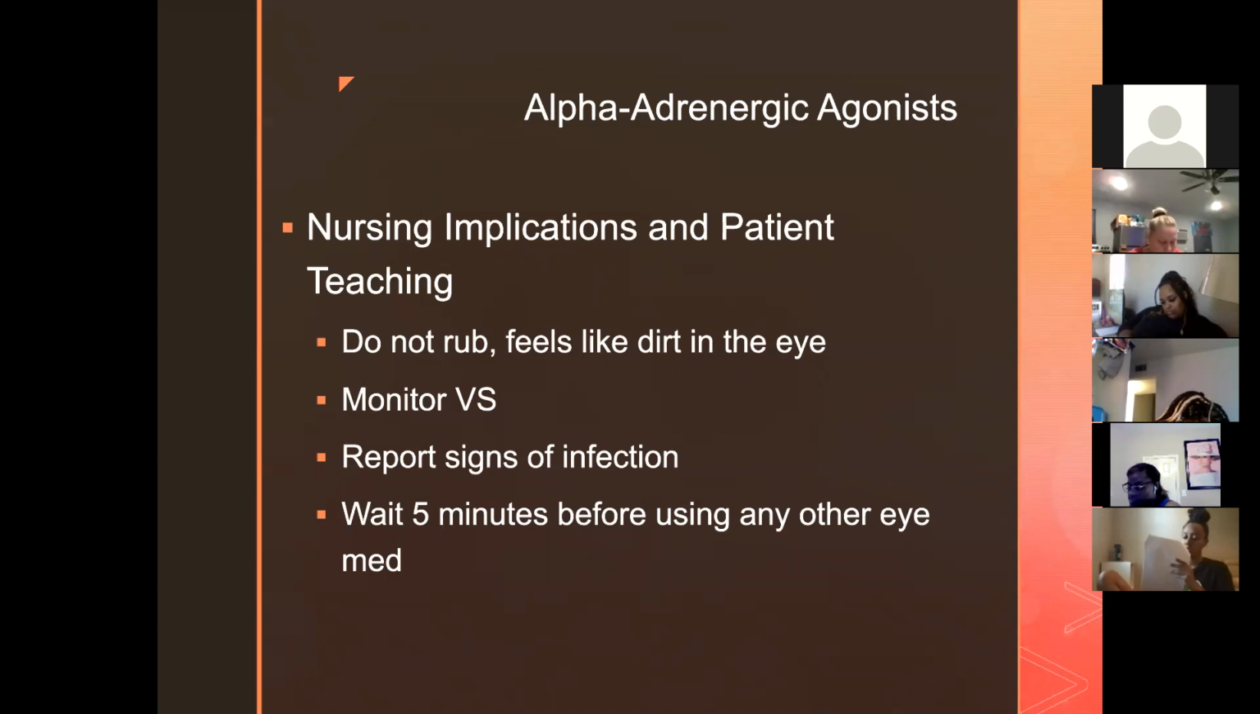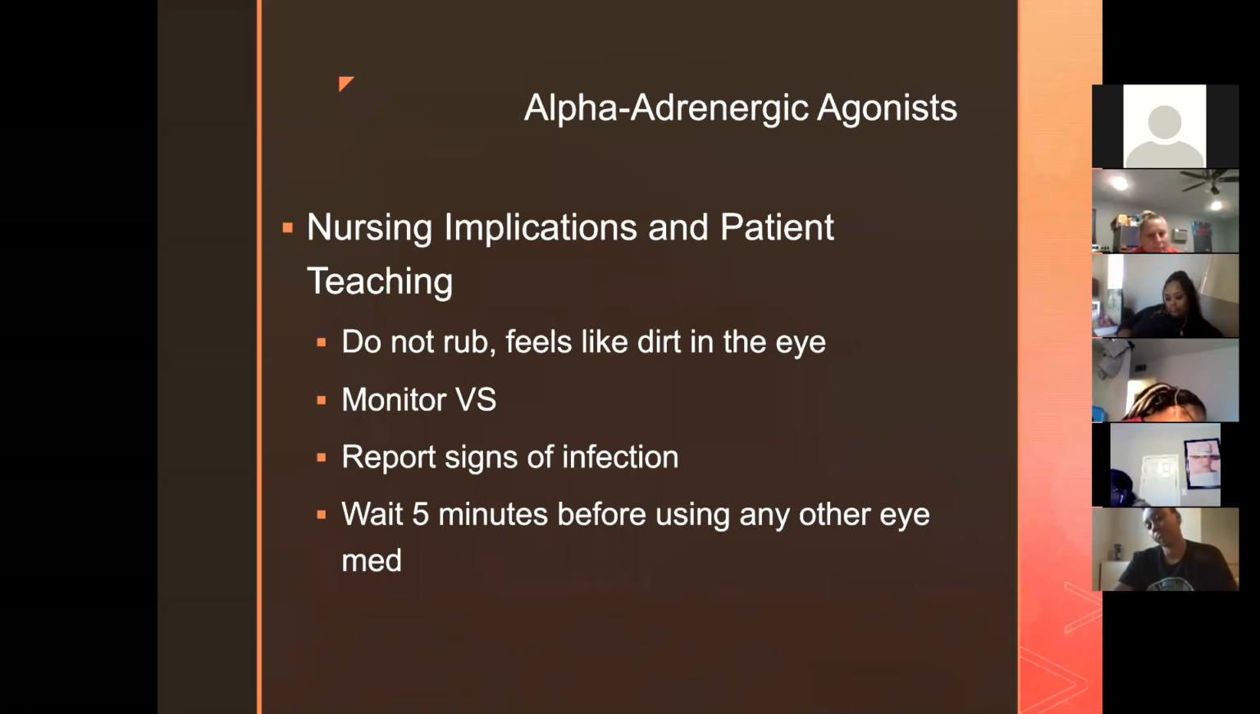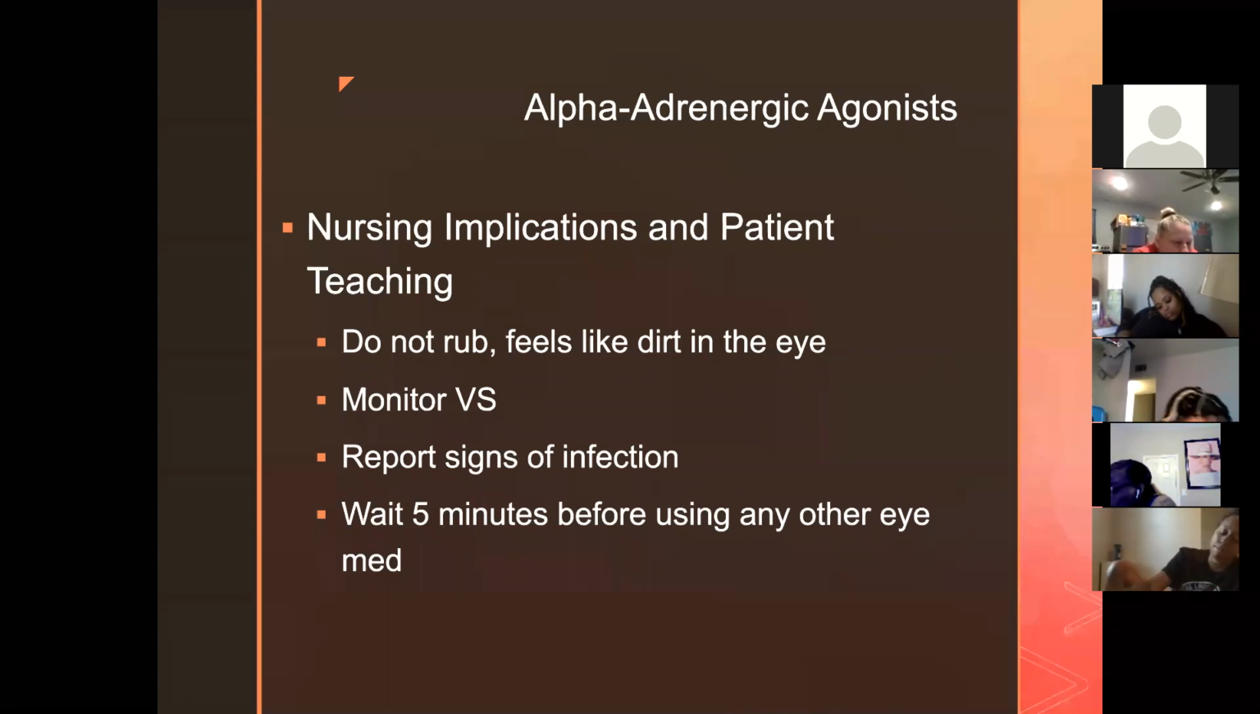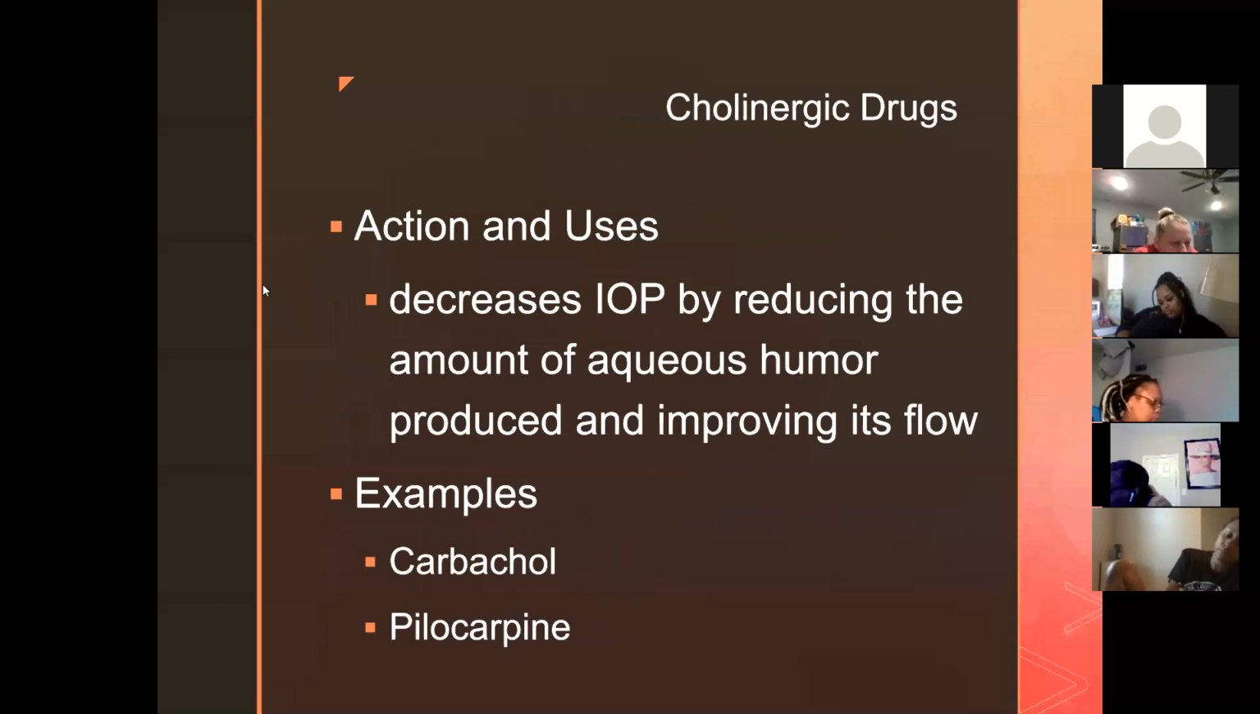Once again, we want to monitor their vital signs. And why should we monitor the vital signs for someone taking this medication? Doesn't this one possibly lower the blood sugar? This one is tachycardia and bradycardia. There you go. Okay. This one can cause tachycardia or bradycardia, so you want to monitor those vital signs for that reason. All right. Very important, if the patient is taking an alpha adrenergic agonist, make sure that you're waiting at least 5 minutes before using any other eye medications. You don't want them to interact with each other.